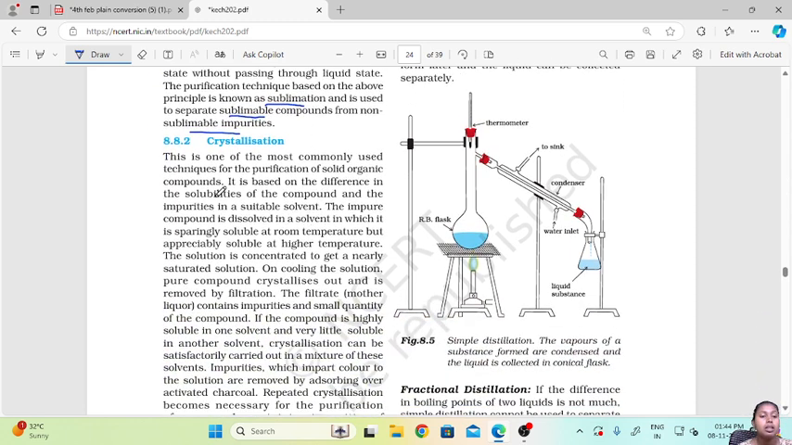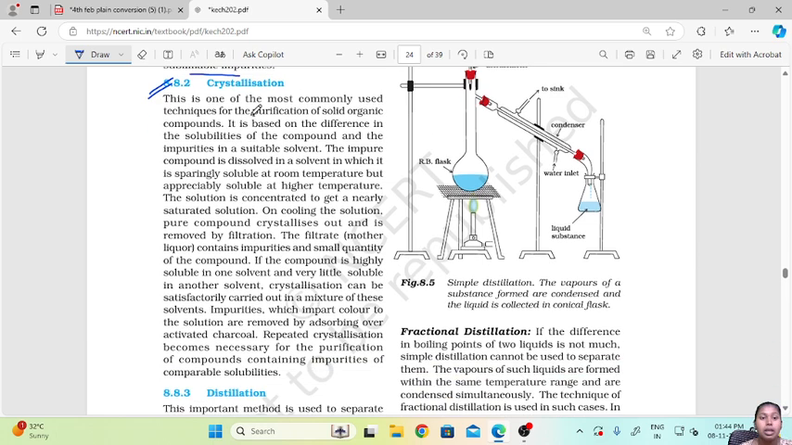Next one is the crystallization technique. This is one of the most commonly used techniques for purification of solid organic compounds. Crystallization is basically used for the purification of solid organic compounds. It is based on the differences in the solubilities of the compound and the impurities in a suitable solvent.